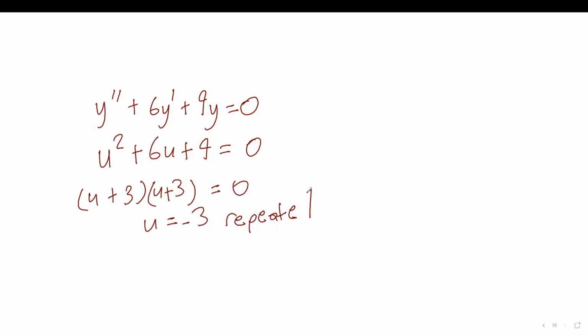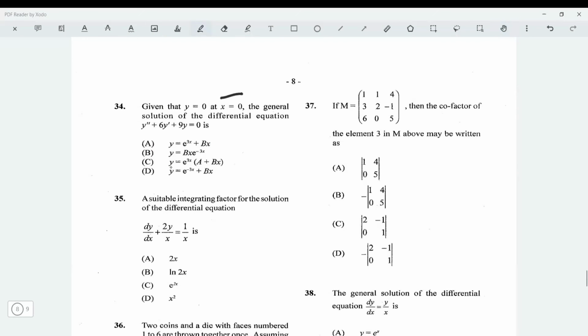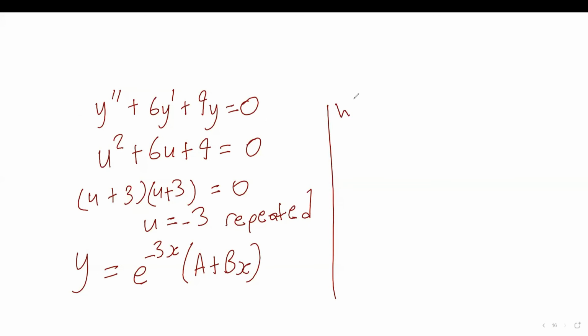If u is equal to minus 3 repeated, then that means y is equal to e to the minus 3x in bracket A plus Bx. This is your general solution. But then what did they tell us? They told us when x equals 0, y equals 0. That can help us find one of the constants. When x equals 0, y equals 0.